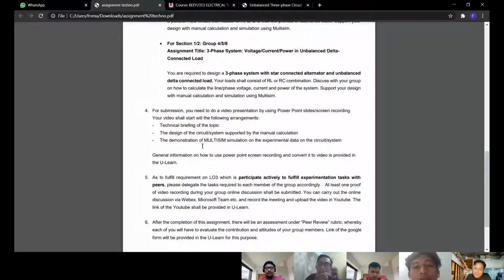Then the demonstration of the Multisim simulation. Lastly, we are going to give it to Akmal. Okay, Akmal? Yeah. So we'll show the measurement. Alright.